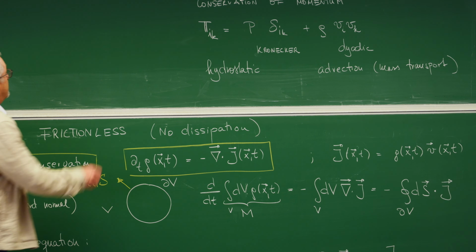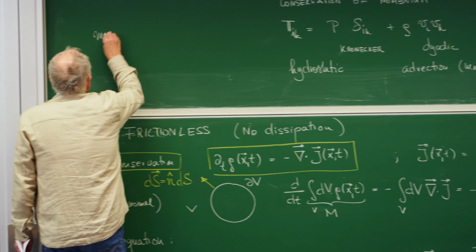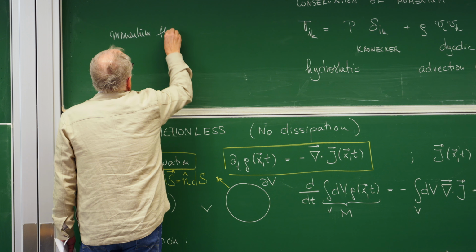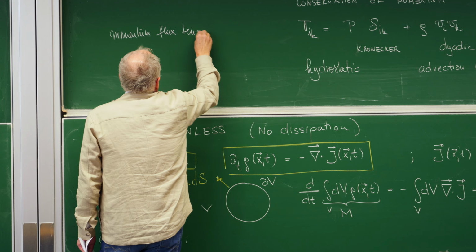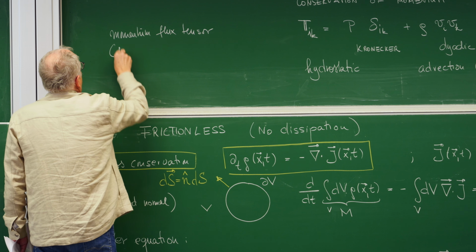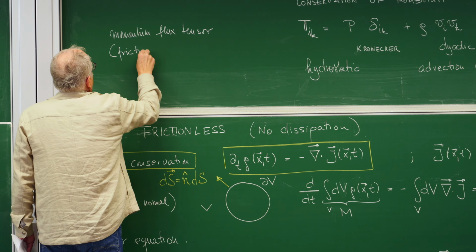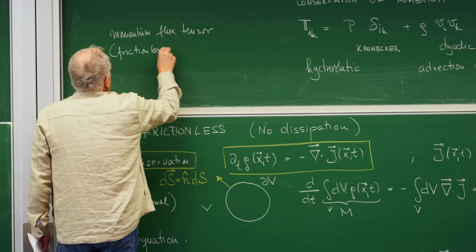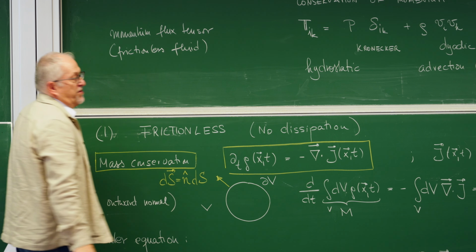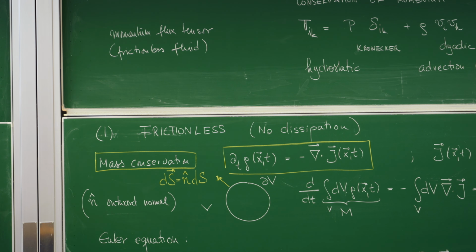Okay, and we call this object here the momentum flux tensor, not the general one, it's for the frictionless fluid. Since all we have is really hydrostatic pressure, so forces and transport.